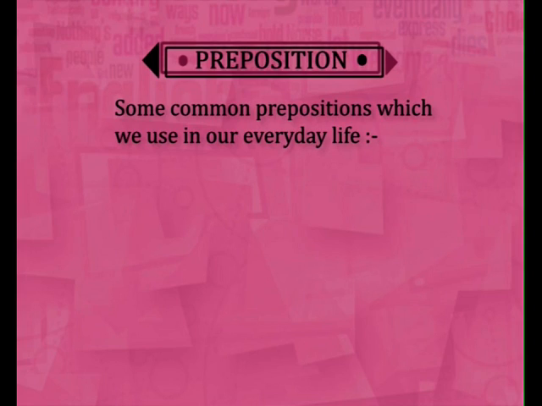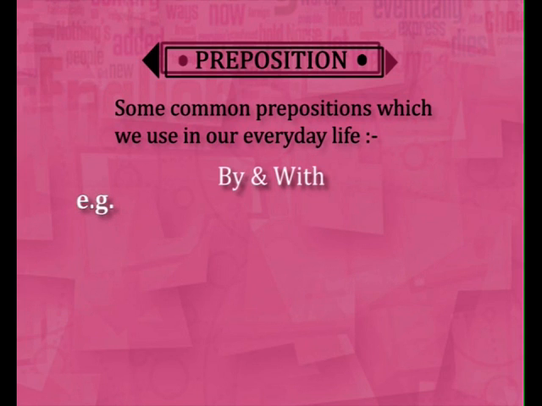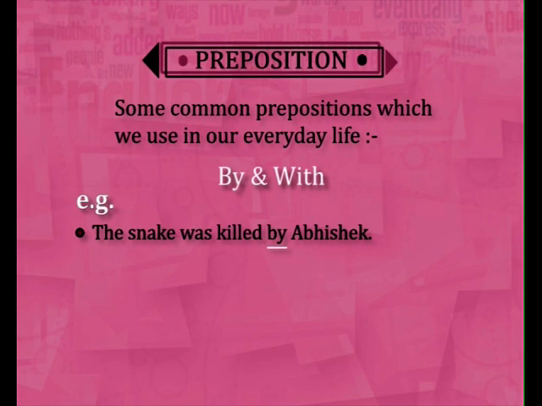Then comes your by and with. See, by and with are used. You have to think about the agent here. Agent in the sense, a work is done, who has done it or with what it has been done. Like the snake was killed by Abhishek. Okay, because here Abhishek is a person, so you're using by.